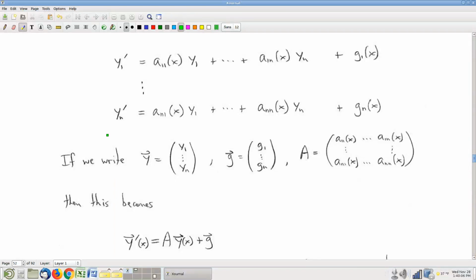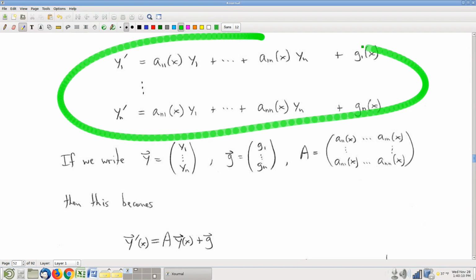Okay, so here's what we were talking about last time. We were talking about systems of differential equations. Right, they look like this. Sometimes these are called coupled systems. Coupled because of the fact that they're sort of unavoidably connected, right?